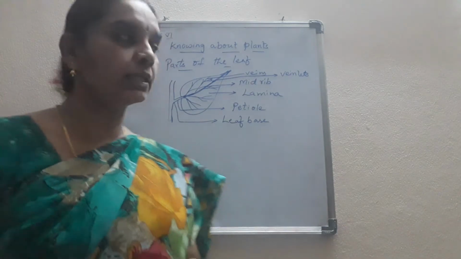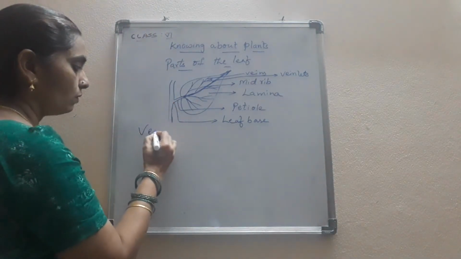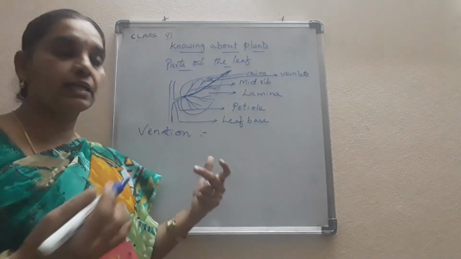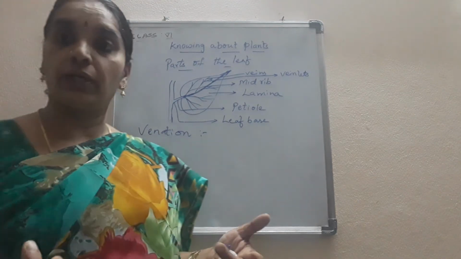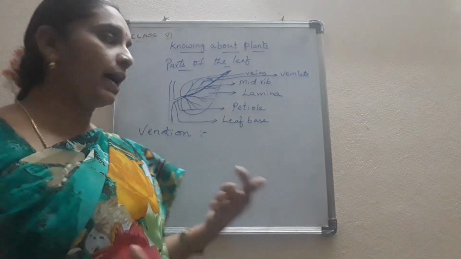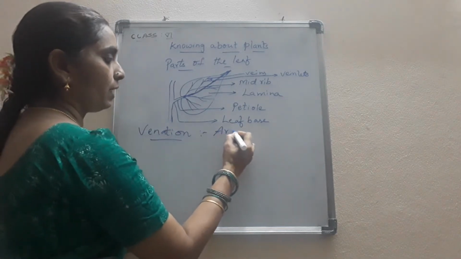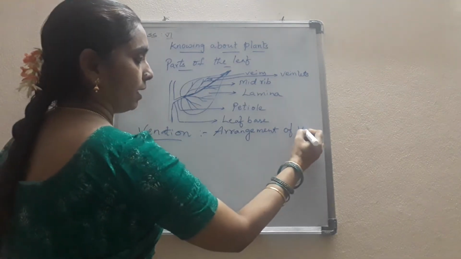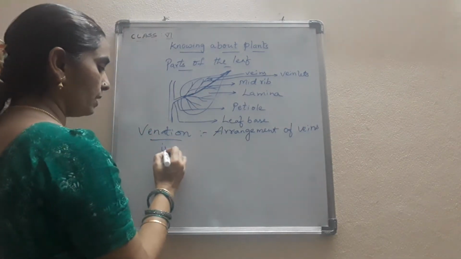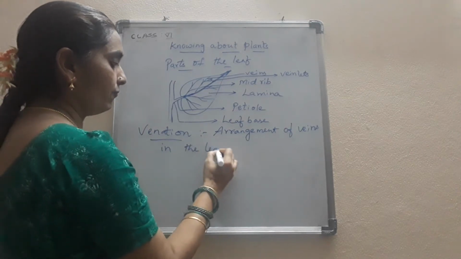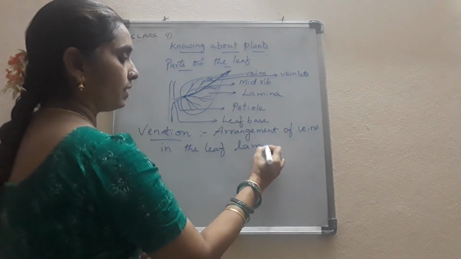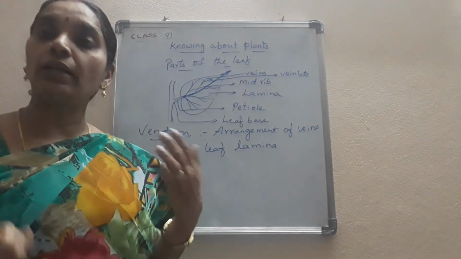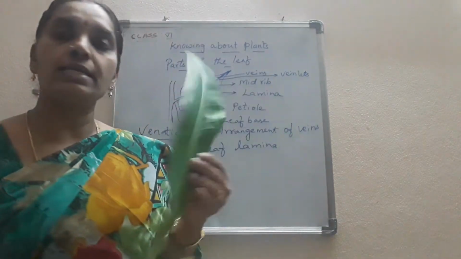What is it called, children? It's called venation. What is venation? Not only the network-like arrangement, it is the arrangement of the veins in the lamina. So in some leaves it is like a network and in some leaves it is arranged parallelly. So venation is the arrangement of veins in the leaf lamina. Arrangement of veins in the leaf lamina. It's called venation.